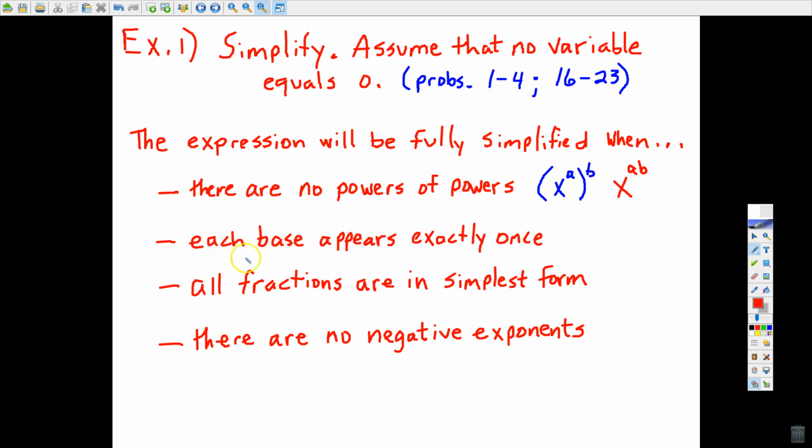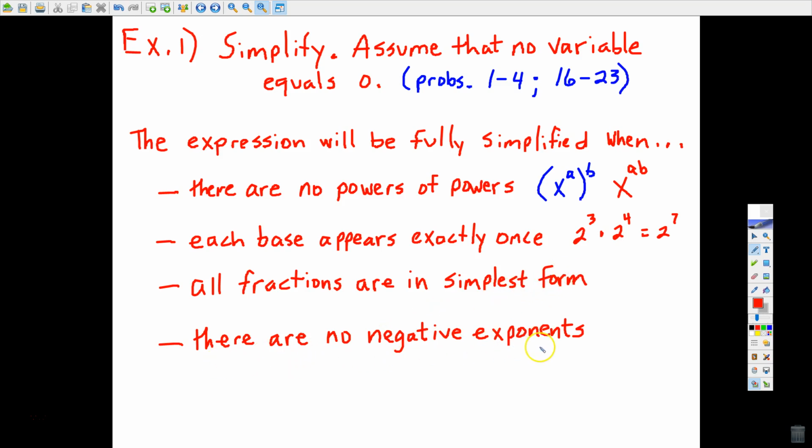No powers of powers. Each base appears only once, so you shouldn't have anything like this, 2 to the third times 2 to the fourth. You should put those together applying your rule of when you're multiplying like bases, you add the exponents. All fractions are in simplest form. That just means they should be reduced if possible.